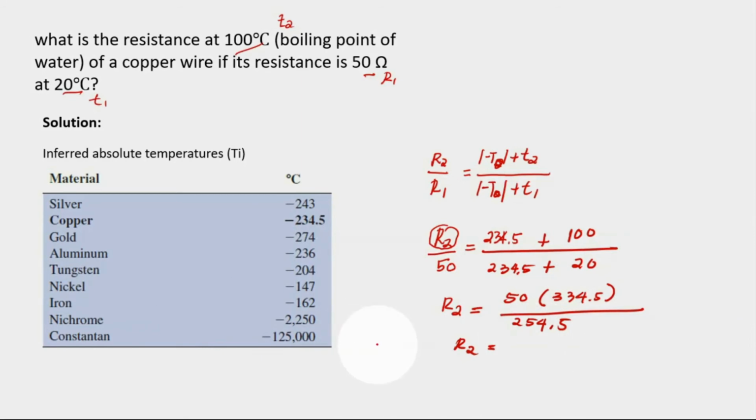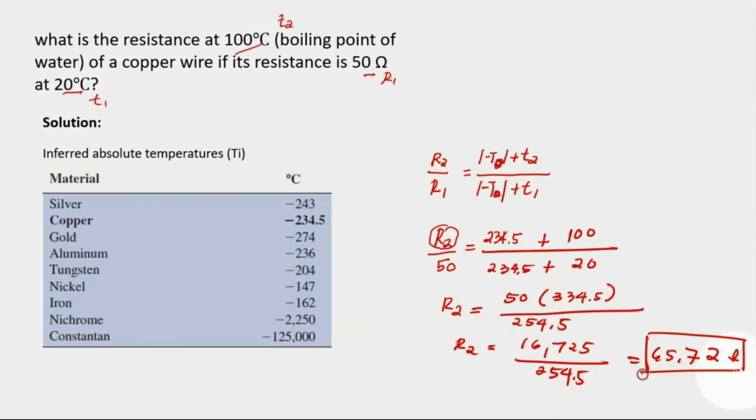This is equivalent to 16,725. Let me just write it. 16,725 divided by 254.5. So therefore, we divide it by 254.5. It will give you 65.7172 ohms. So this will be your answer. That is the resistance at 100 degrees Celsius.